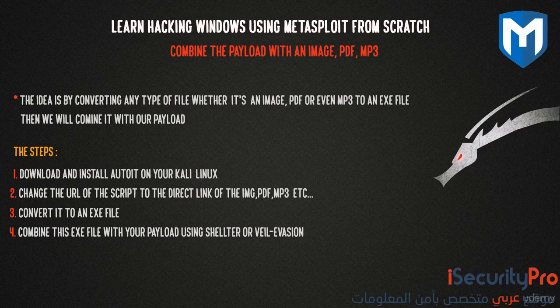To do that, first we are going to convert any type of file to an executable, then we will combine this executable file with a payload using Veil-Evasion or Shellter. And after all of that, you can change the icon of the backdoored file to anything you want. For example, if you backdoored a PDF file, you should change the icon of the PDF file to a PDF icon. And this will make your payload less suspicious.